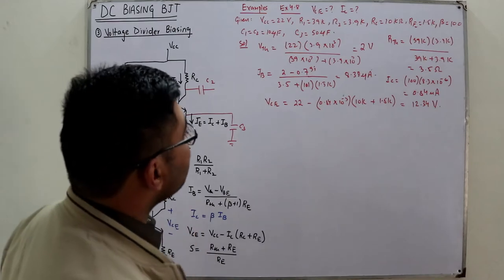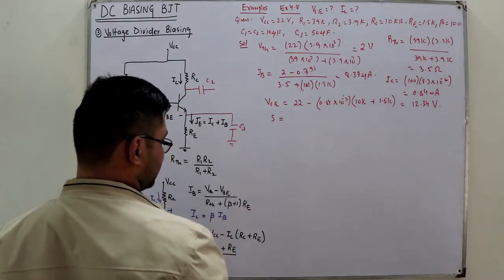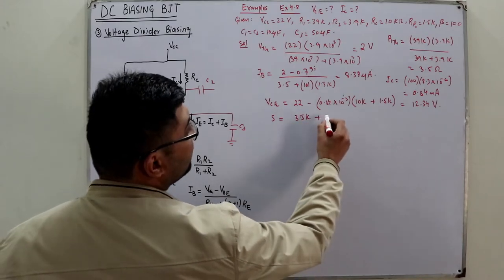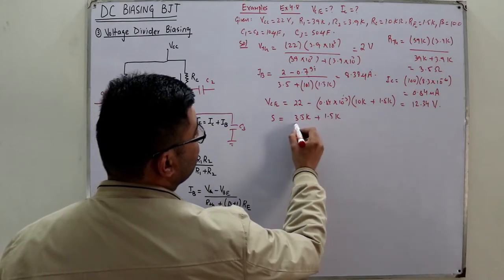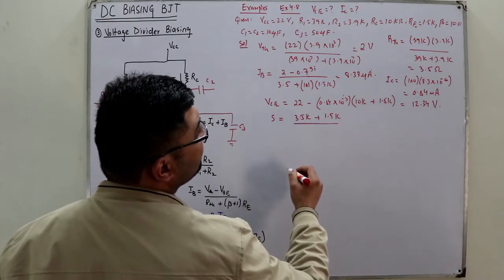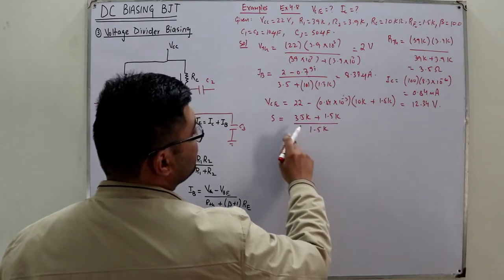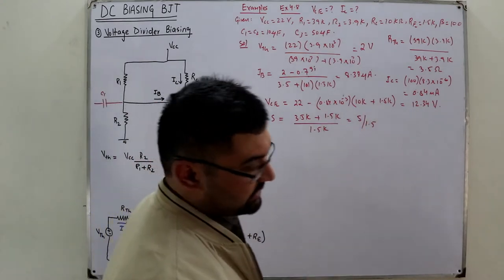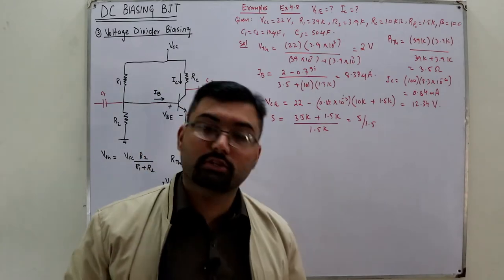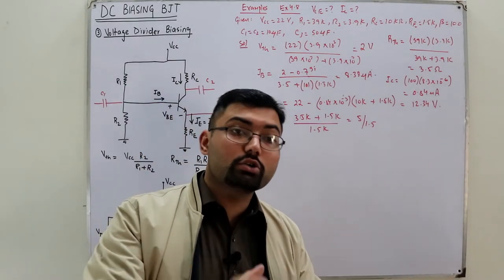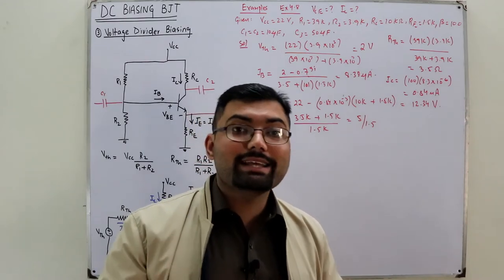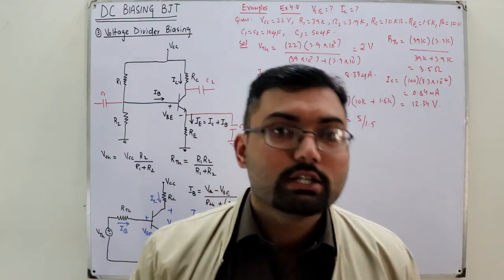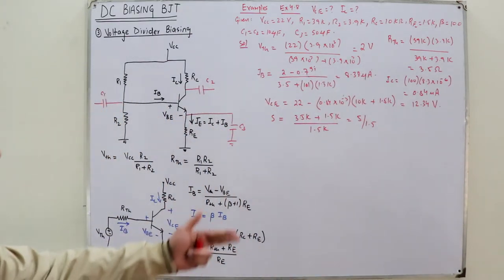You can find out the value of the stability factor as well. RThevenin 3.5 kilo plus RE 1.5 kilo, divided by RE, 1.5 kilo. So 5 divided by 1.5, whatever it is. This is a smaller value. I told you, the closer it is to zero, the more stable is your system. The less it is, the less chance it has to deviate due to external conditions. So this is quite a best value, very, very close to zero.